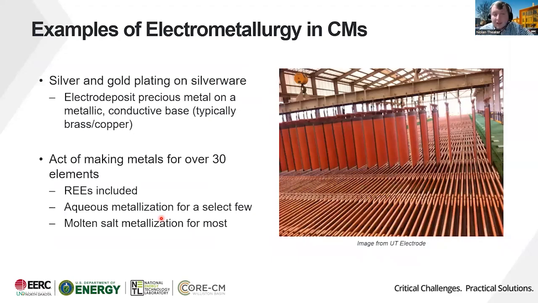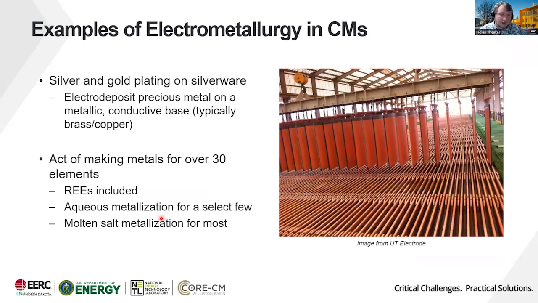And some examples of this, so the common example a lot of people, not really anymore, have is silver and gold plating on silverware. And this was just, in essence, I'll put like a brass spoon into a solution that has some silver ions, apply an electric potential, and then I pull out a silver spoon. Silver is just on the surface, but it's that same concept.